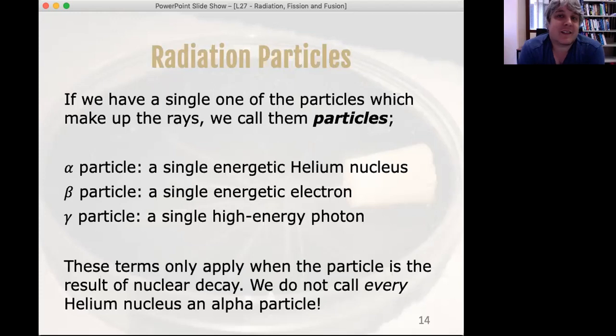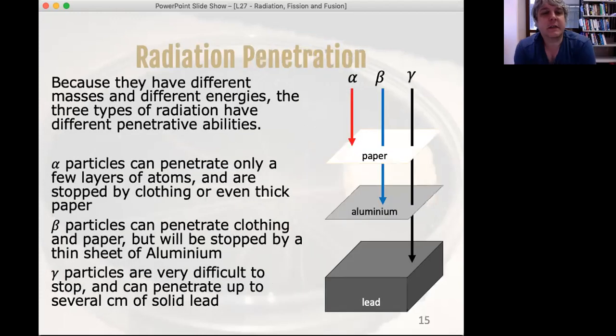As we've already been doing, a single one of those particles is just called a particle. So an alpha particle is a single energetic helium nucleus, a beta particle is a single energetic electron, and a gamma particle is a single high energy photon. Remember that these only apply when the particle is the result of nuclear decay, when it's come from a nucleus. They are not names for every helium nucleus and electron. Even if you get a high energy helium nucleus, if it hasn't come from a nuclear decay, then it's not an alpha particle.